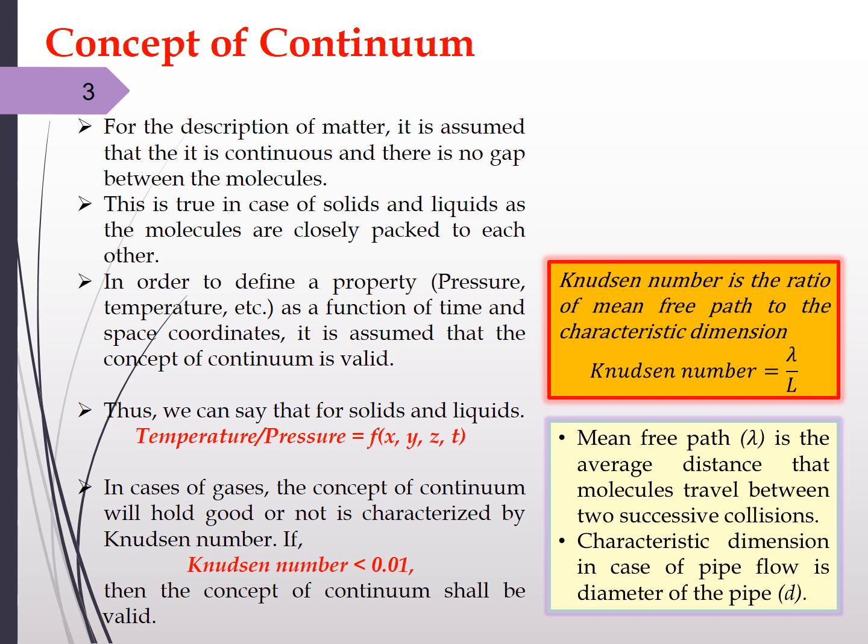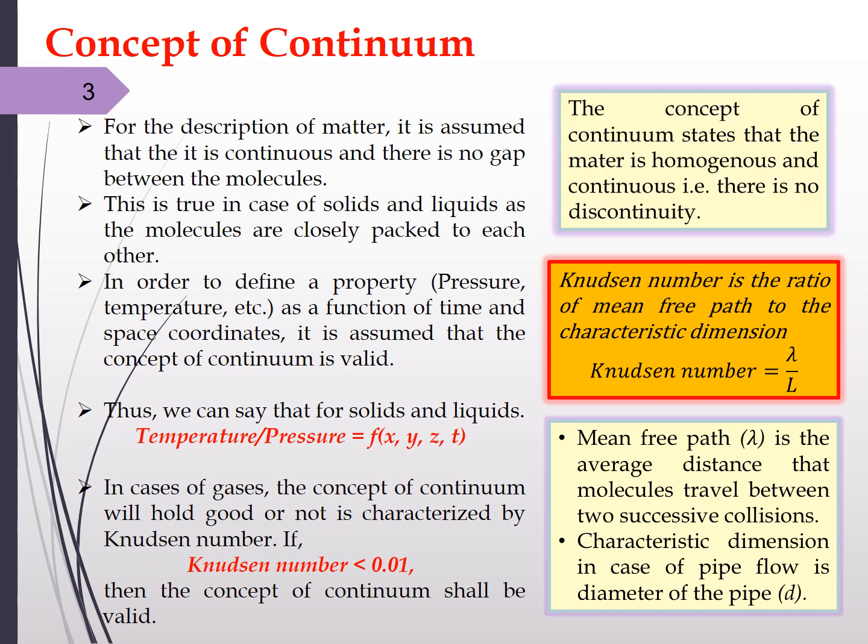So we should calculate the mean free path first, and then we should be aware of the characteristic dimension. Suppose if it is a pipe flow, the characteristic dimension can be d. If it is a flow over a flat plate, the characteristic dimension will be L. So we need to find out the characteristic dimension. If the constant number is less than 0.01, then we can say the concept of continuum is also valid in case of gases. As far as solids and liquids are concerned, the concept of continuum is valid.